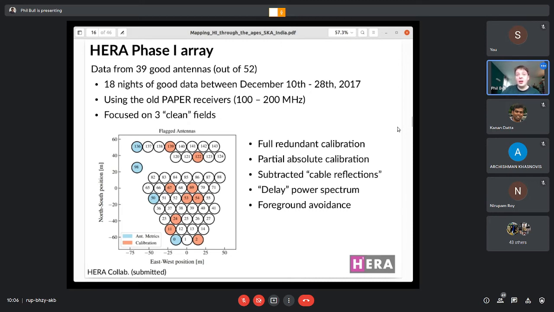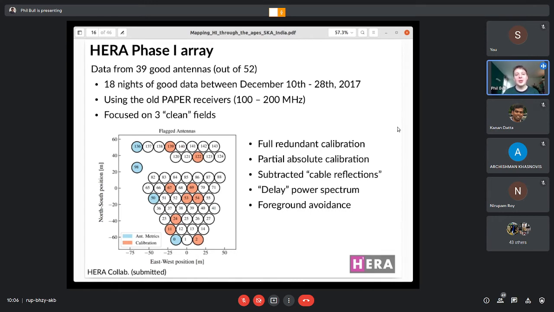And with these data, we did a full redundant calibration. So we did a relative calibration of all the sets of baselines. So again, remember that. So let's look at antennas 12 and 13. That's our shortest east-west baseline. There were many copies of that east-west baseline with a similar length. So we did a full redundant calibration of all the available redundant baselines, sets of baselines. And then, as well as that, we did a partial absolute calibration, because you can't solve for every single degree of freedom in your gains by doing a relative calibration. You need some absolute scale as well.